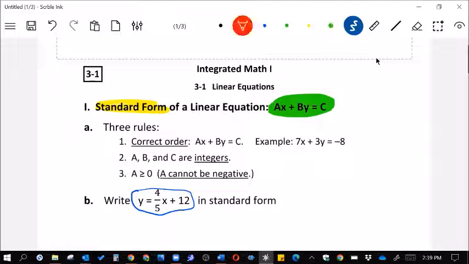And there are three rules. One of them is the correct order: it has to be the x term, then the y term, then the constant. And next, the coefficients all have to be integers. That means not fractions or decimals.